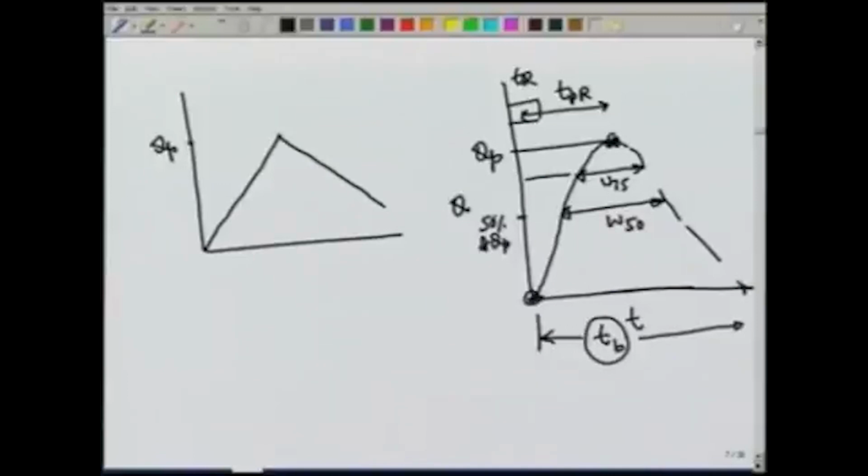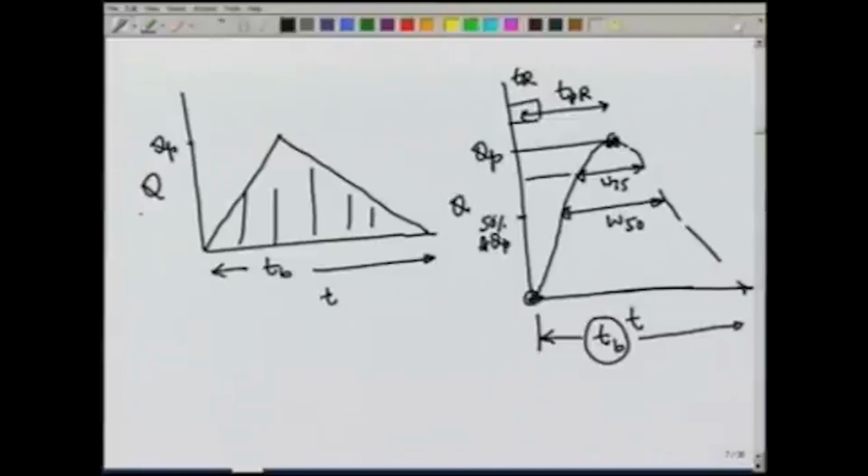What we do is we assume that the unit hydrograph can be approximated by a triangle, which has a peak flow of QP and a time base of TB. Once we assume it to be a triangle, it is very easy to find out the area under the curve, which, knowing that Q is in meter cube per second and T is in hours, can be written as, the volume can be written as half QP TB. Now, we have to take care of the units.